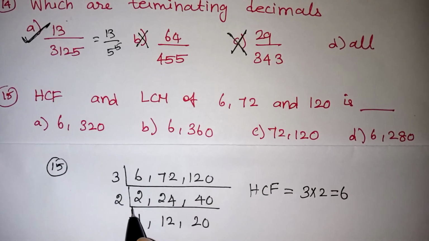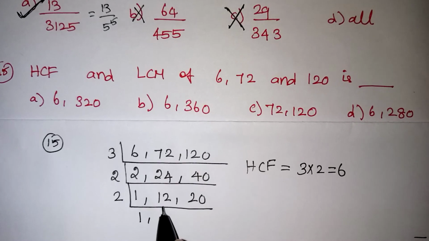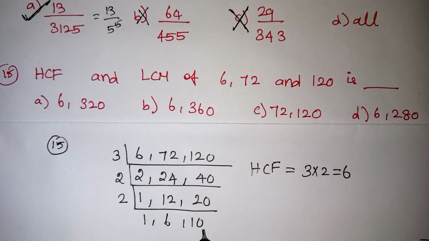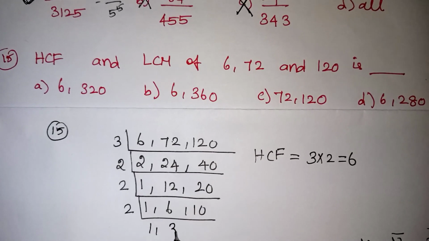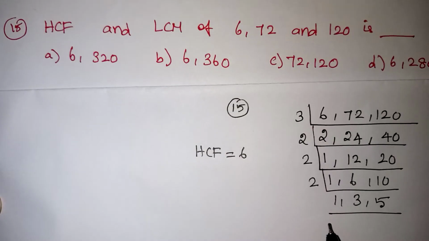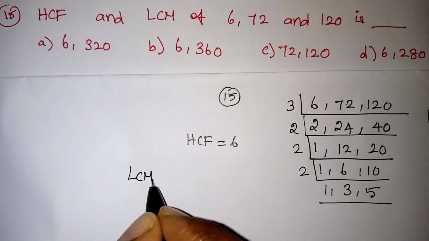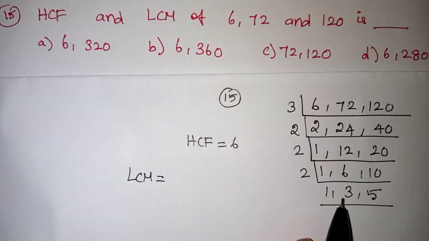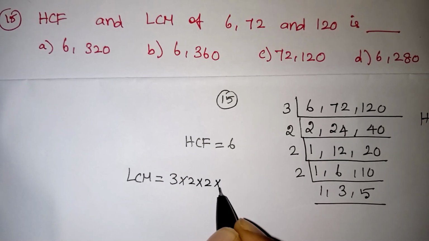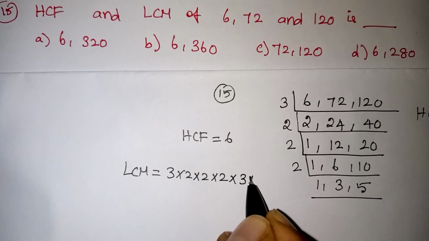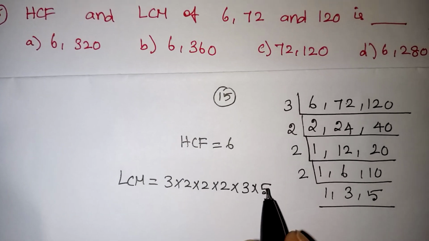So you have to continue the process now to find the LCM. Again by 2 table, 1, 6 times, 10 times. Until we reach the prime numbers we have to continue the process. Again by 2 table, 1 time, 3 times, 5 times. So we reached all the prime numbers. So we have to find the LCM now. LCM is nothing but the multiplication of all these terms. So that is 3 into 2 into 2 into 2 multiplied by 3 into 5. The 1 alone I didn't write because multiplication by 1 will give you the same number as the answer.